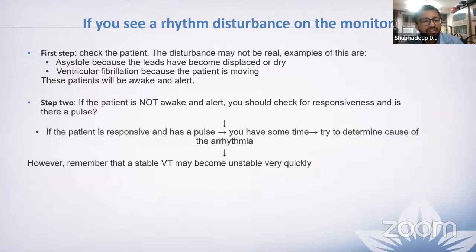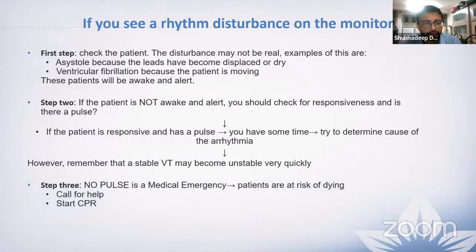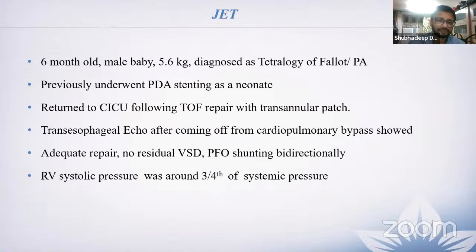Next, step two: if the patient is not awake and alert, you check for responsiveness and whether there is a pulse. If the patient is responsive and has a pulse, then you have some time and you try to determine the cause of the arrhythmia. However, if you have a rhythm like a stable VT, you have to remember that you don't have much time either, because these patients can break into a VF or an unstable VT very soon. And step three, if there is no pulse, it's a medical emergency. The patient is at risk of dying soon. So you start CPR and call for help.